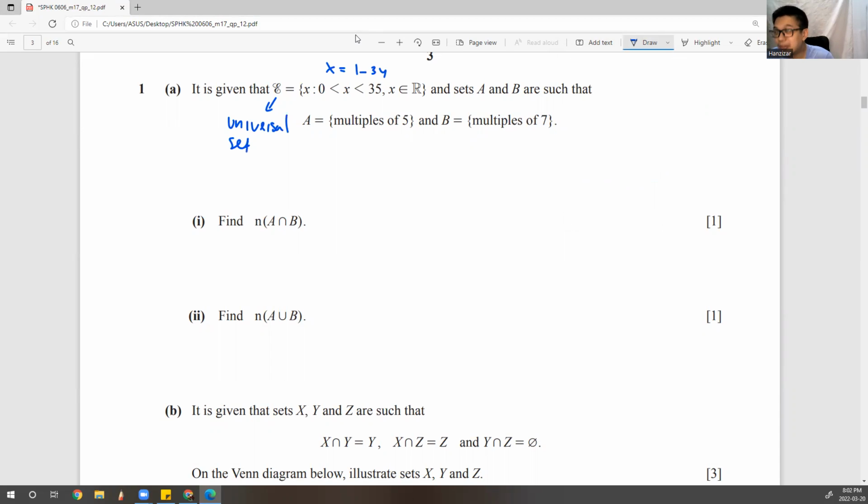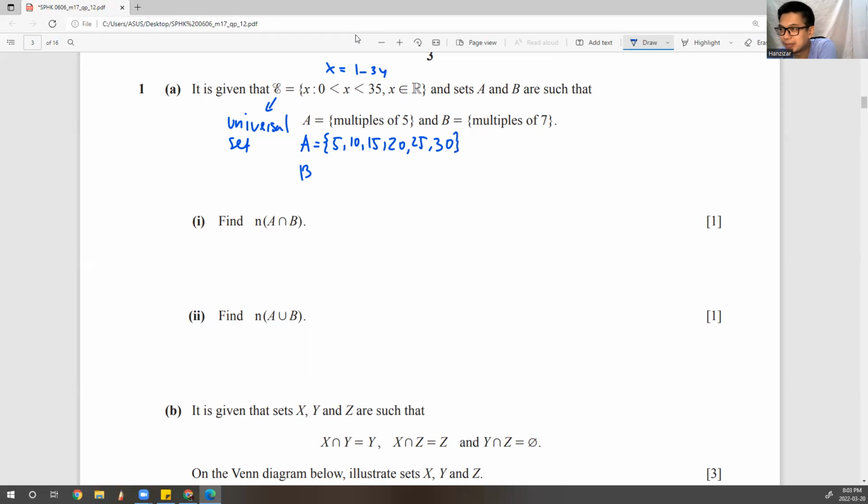And A is the multiples of 5. Again, that has to be inside the universe, limited by the universal set. So multiples of 5 start from 5, right? And then 10, 15, 20, 25, go on and on, 30, finish. Why? Because 35 is not considered in the universe. This is less than 35, not less than or equal to. If we have the equal sign, you can write the 35.